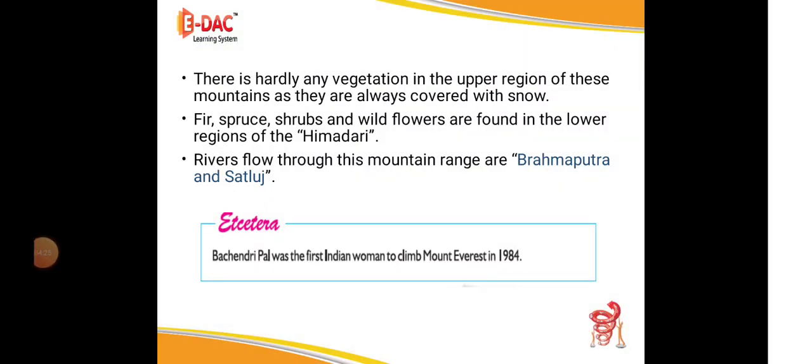There is hardly any vegetation in the upper region of these mountains as they are always covered with snow. Fir, spruce, shrubs, and wild flowers are found in the lower regions of the Himadri. Rivers that flow through this mountain range are the Brahmaputra and Satluj. Do you know Bachendri Pal was the first Indian woman to climb Mount Everest in 1984?